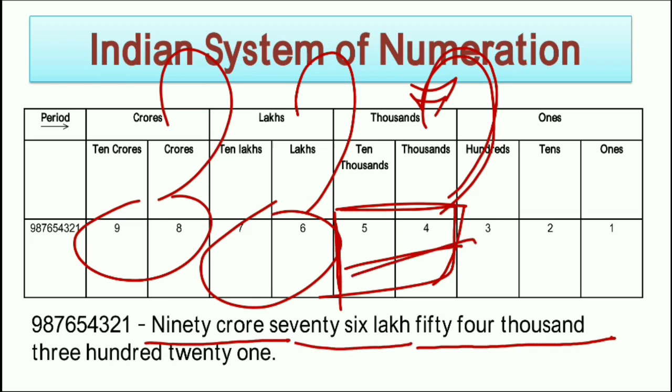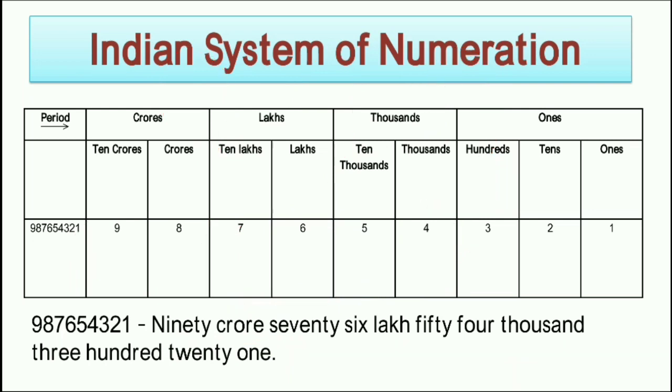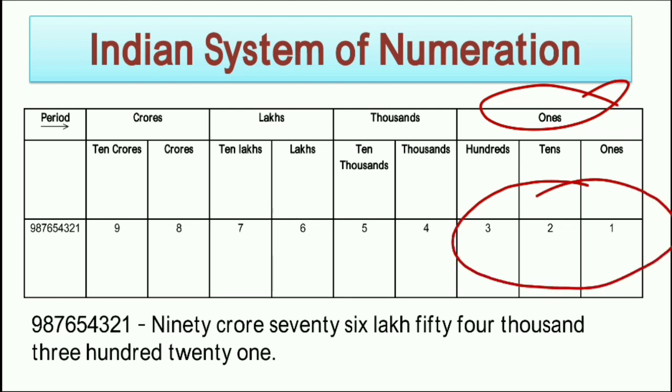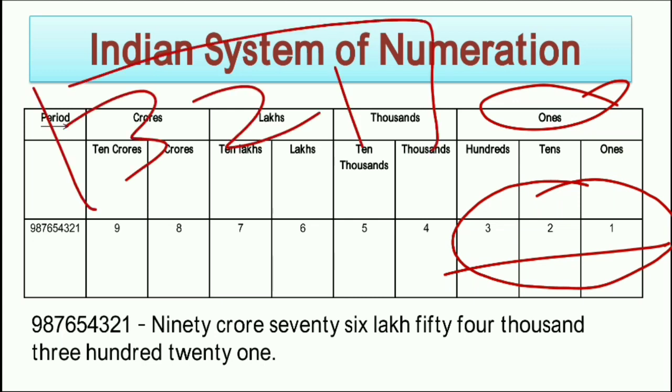Got it? Now these two in the thousands period, that's why 54,000. Now which period is left? The ones period, and in this all these three come. It means these three will be read together, 3 to 1. It means 321. So it will be read together, 321.